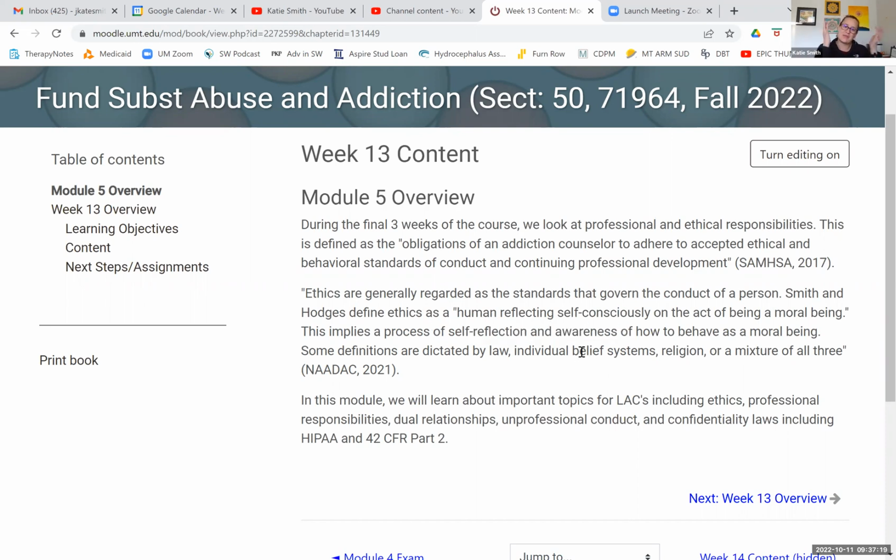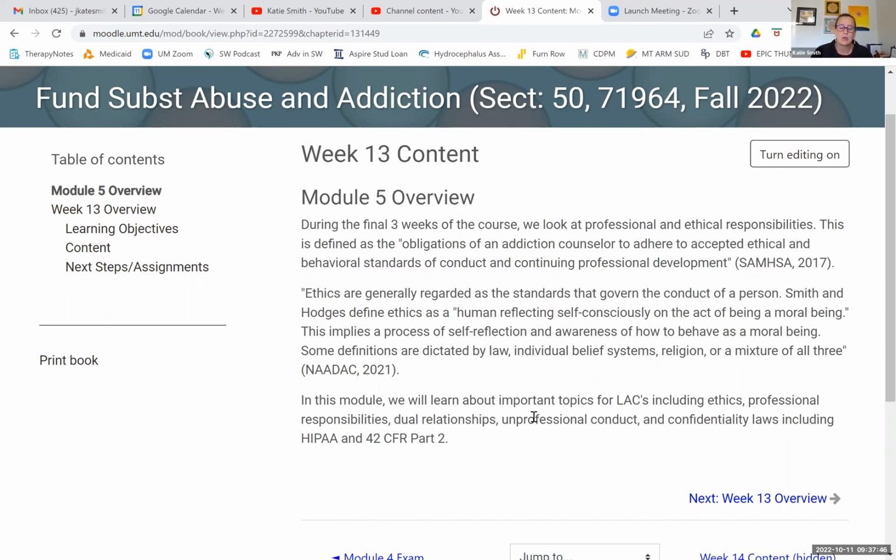Even though we have these set standards from NADAC, from SAMHSA, from the state of Montana, from the licensing board, even though we have these standards of practice, there's also this very subjective component to it. How do we feel about it? What do our personal beliefs and values say to this? Which speaks a lot to how we are going to navigate in our practice.